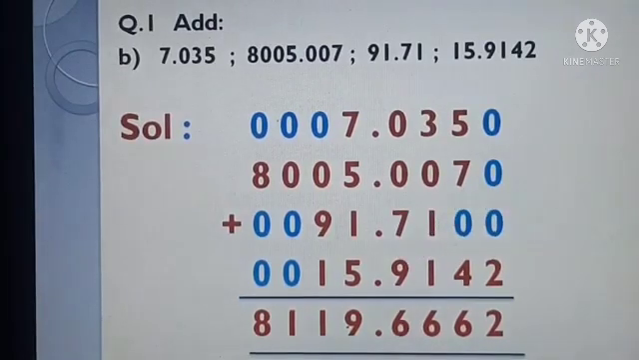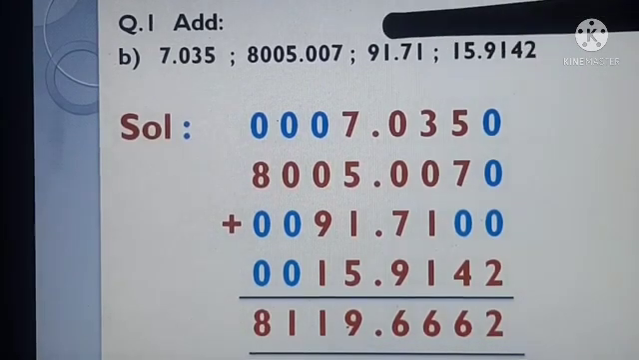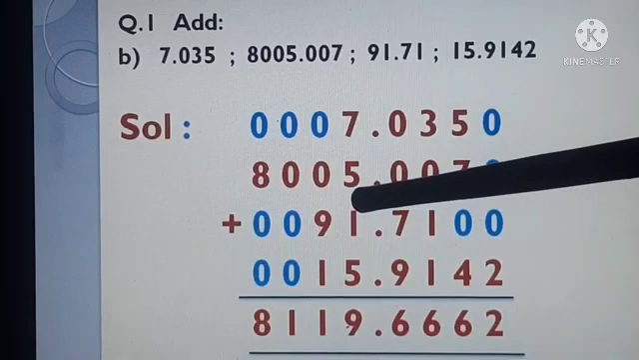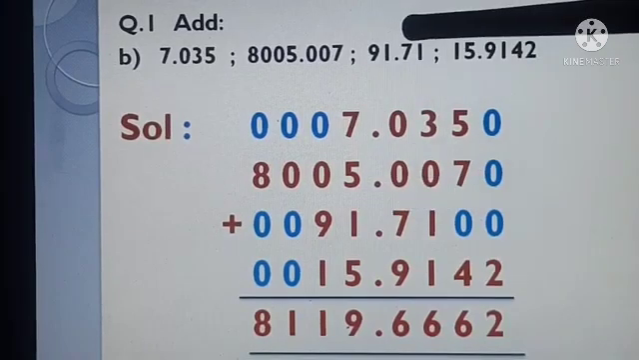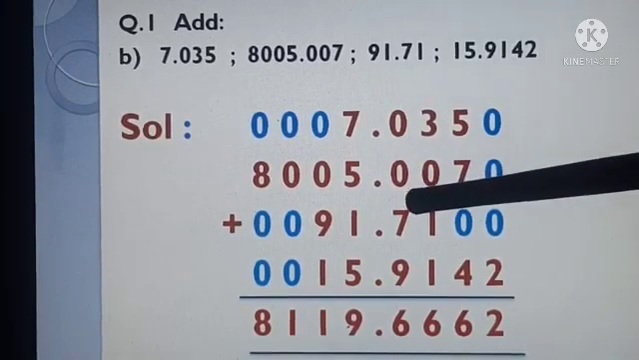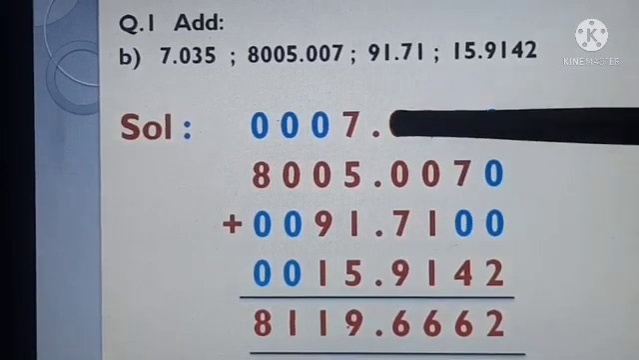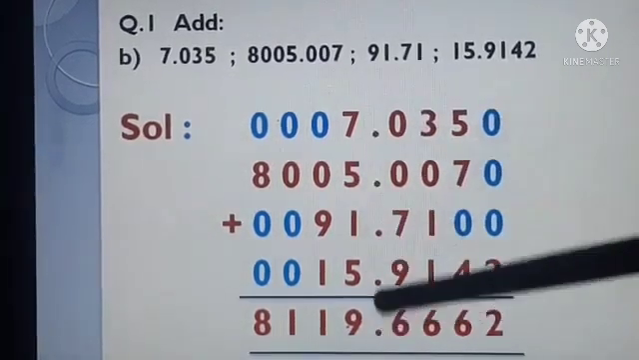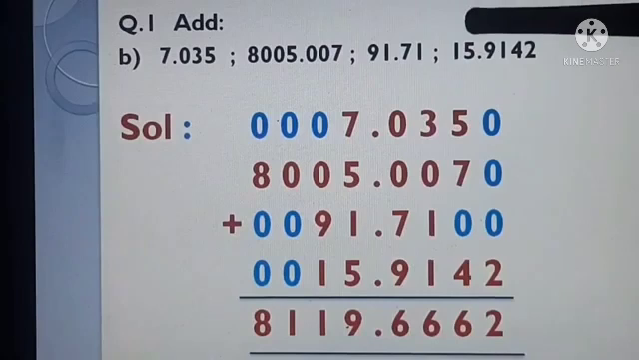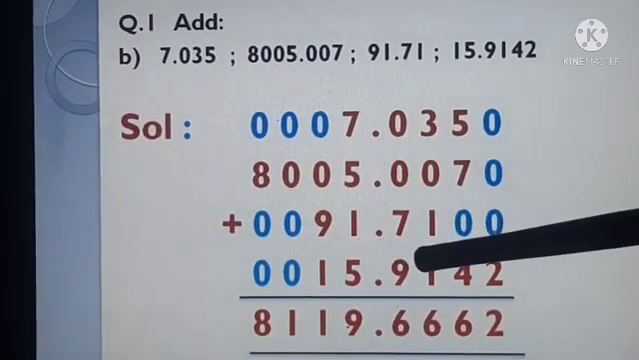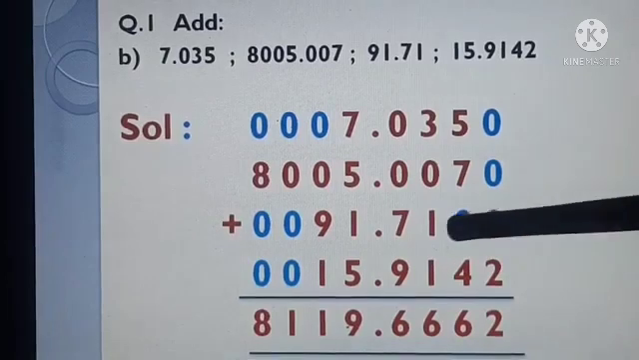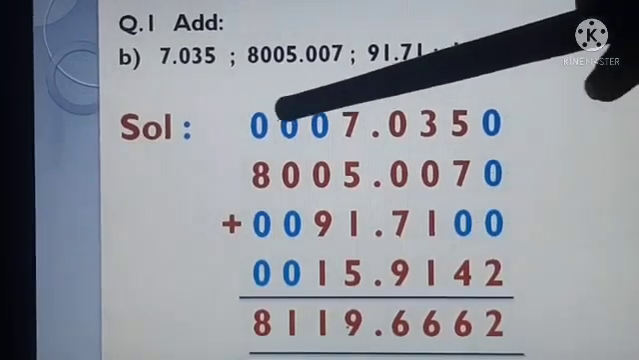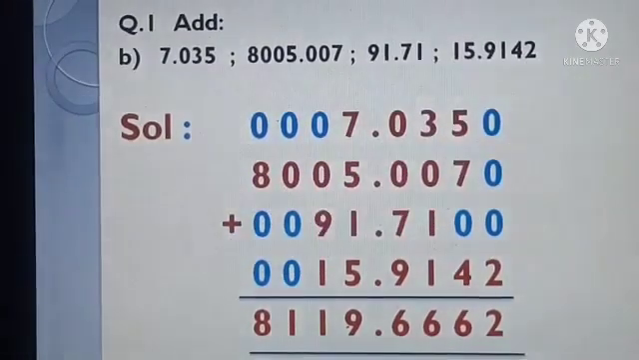When you write down the numbers for addition in columns, be careful that you check, have we written correctly? Ones should be at ones place. 7 is at 10th place, so 7 should be at 10th place. And decimals should be in the vertical line. Then last is 15 decimal 9142. And in the remaining places zeros will be written.